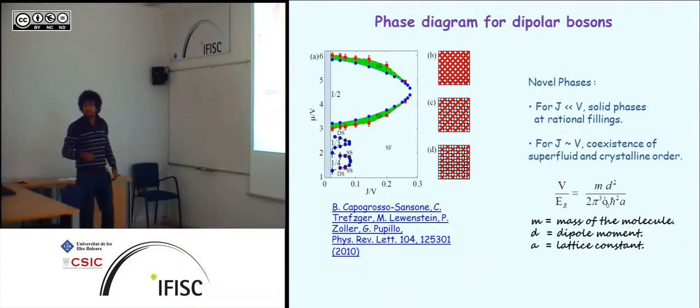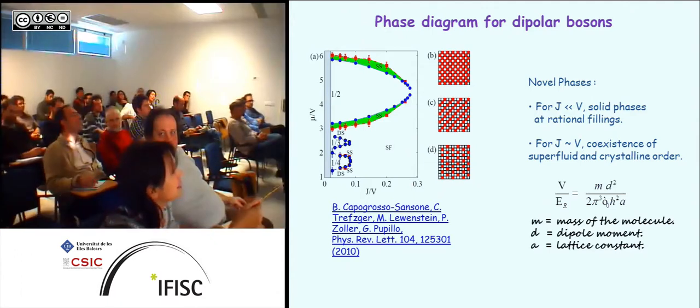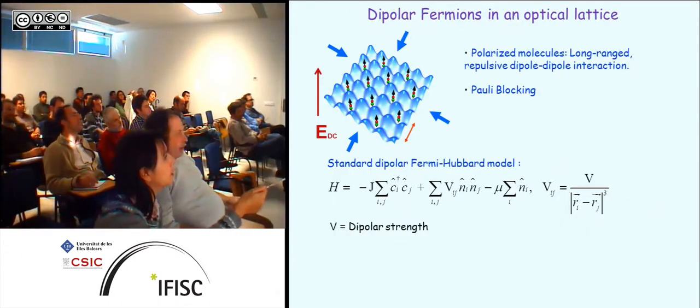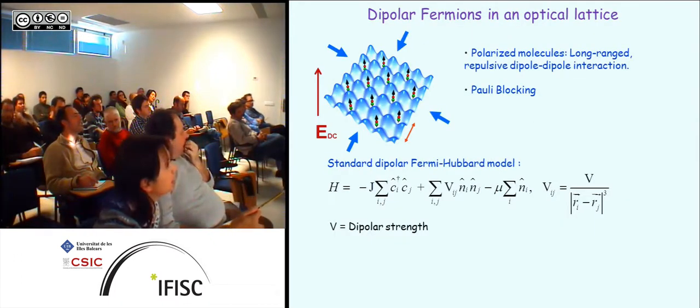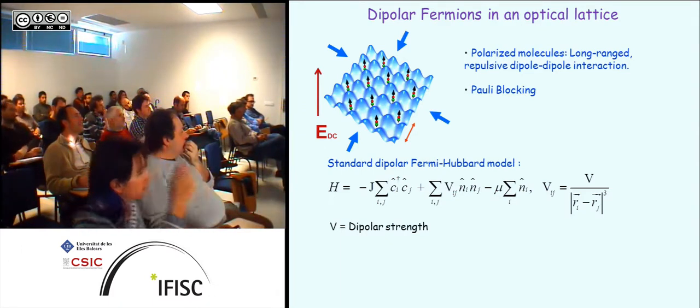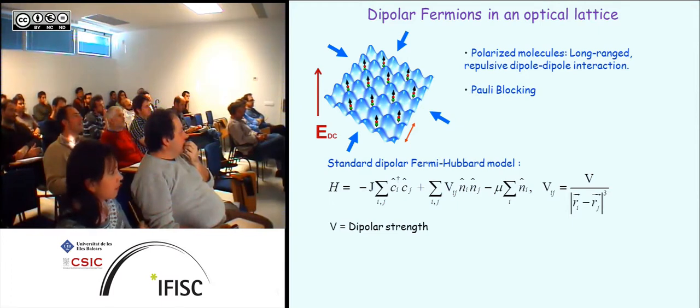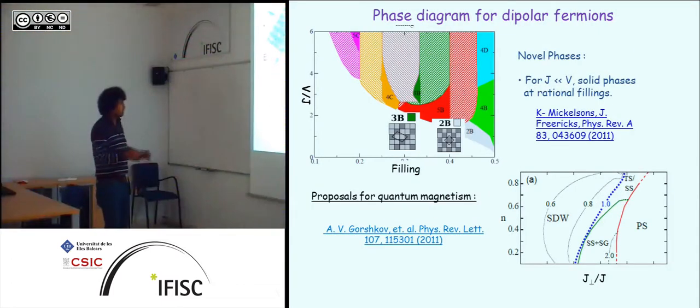And in the previous slide, you mentioned dipole bosons, right? And the next one is dipole fermions. The only difference is that because of Pauli blocking, the two will not come to the same site.